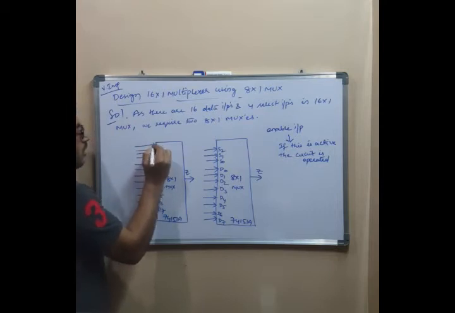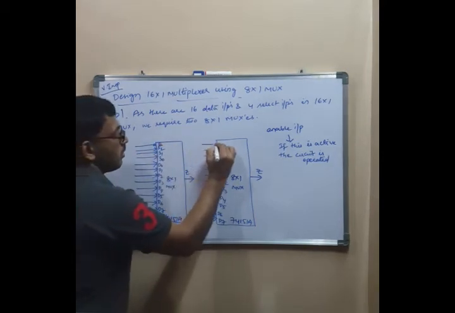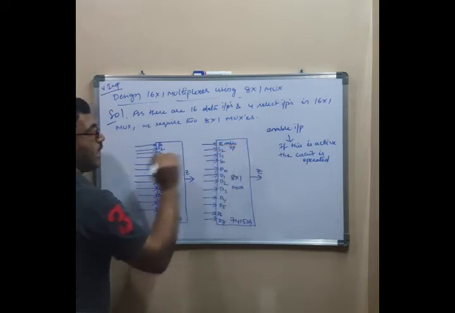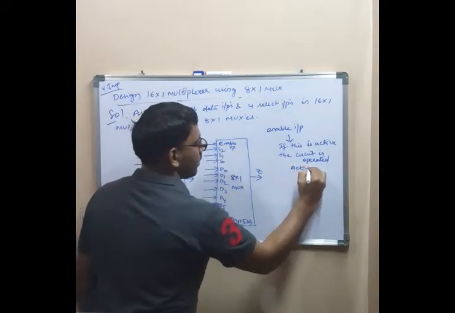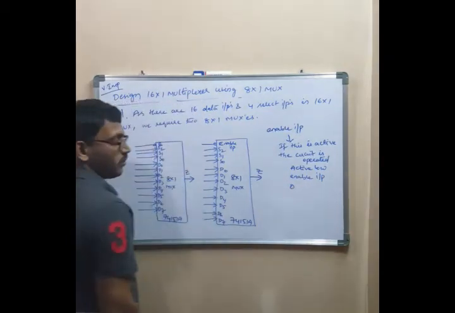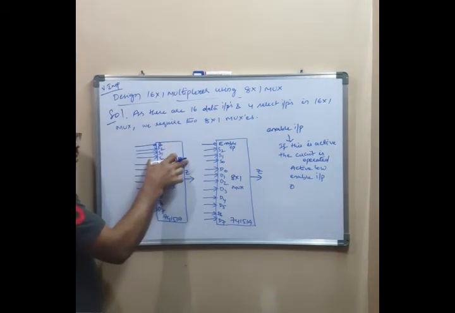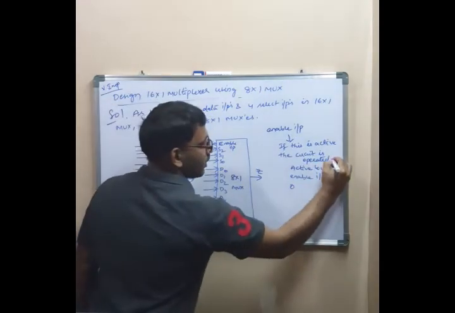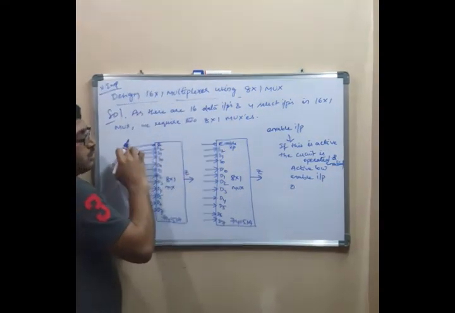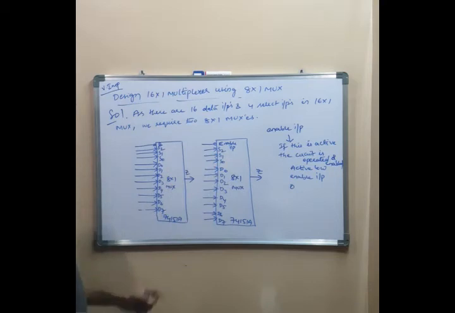What is the meaning of this bubble? It is an enable input, an active low enable input, in the sense that by giving 0, the circuit is activated. If you give input 0 to this, 0 complement will become 1, so this will be enabled. The circuit is operated or enabled, right? This mux is enabled. The same is connected here, 0. This will be disabled.